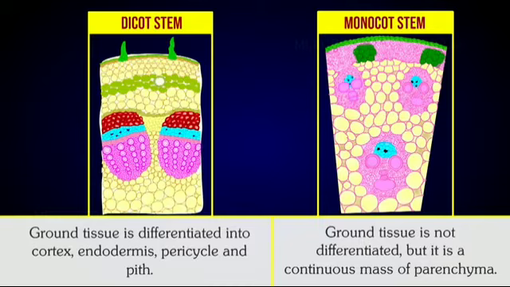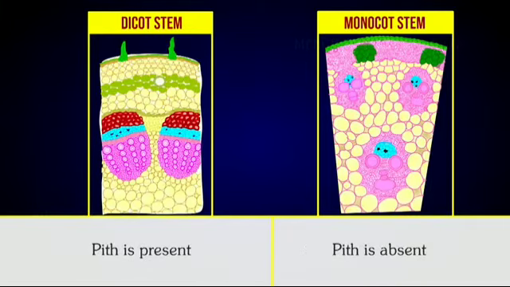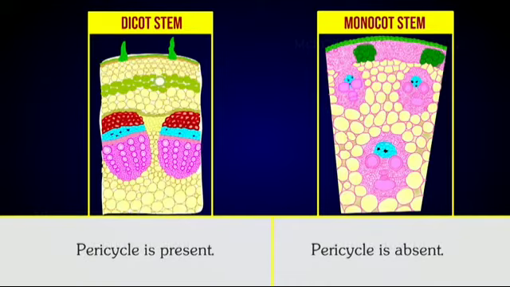Next, starch sheath is present in dicotyledon. Starch sheath is absent in monocotyledon. Next, pith is present in dicotyledon. In monocotyledon, pith is absent. Then, pericycle is present in dicotyledon. Pericycle is absent in monocotyledon.